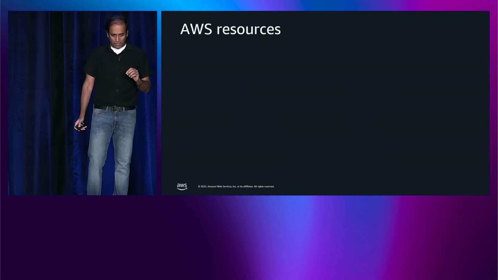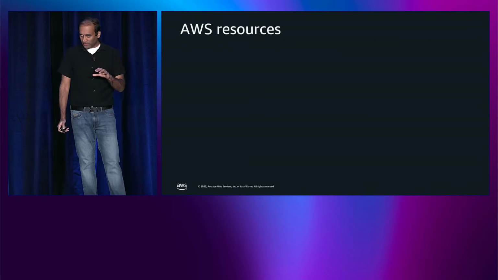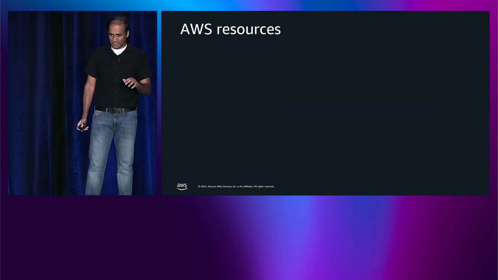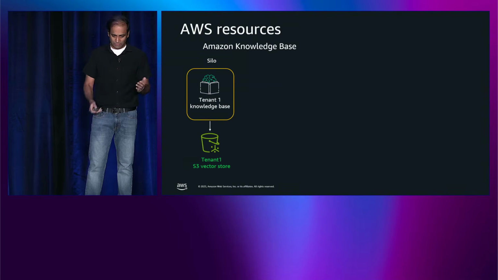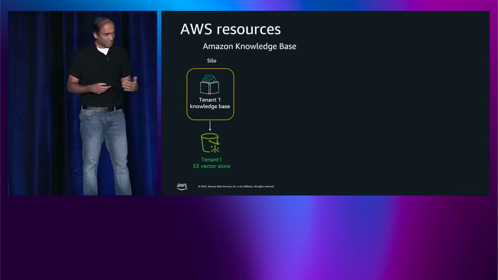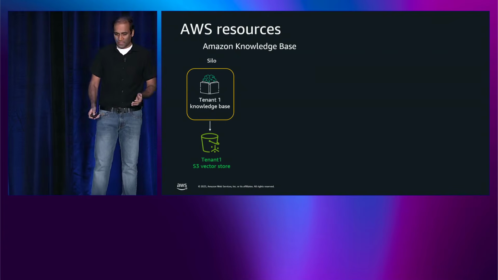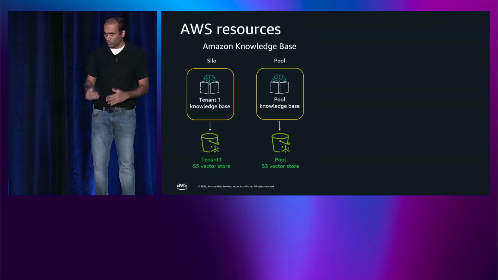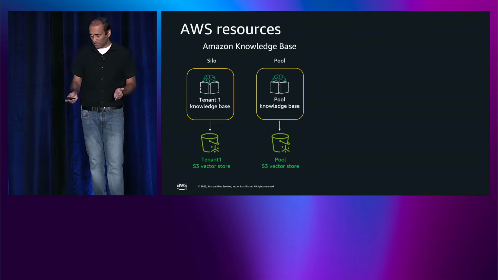Now, I'll quickly walk you through some of the AWS resources you have been seeing in this architecture and talk about how you could partition the data there. To start off with, we'll do the knowledge base. In the silo model, you create a dedicated knowledge base for each of your tenants, which is configured with a dedicated vector database. In the pool model, you could have a pooled knowledge base, which is configured with a pooled vector store, which is shared across multiple tenants.